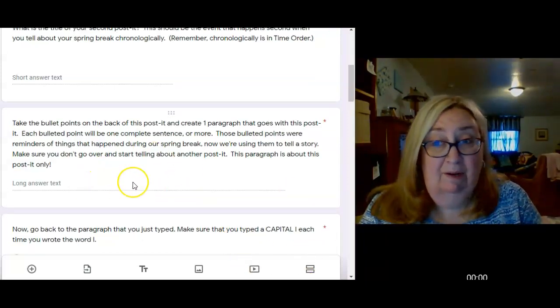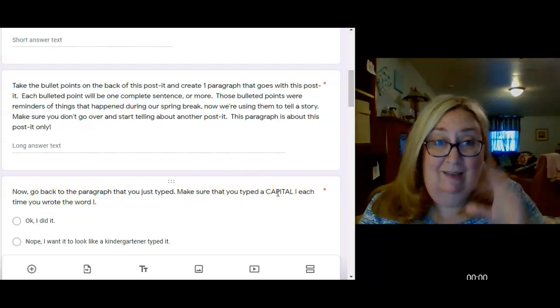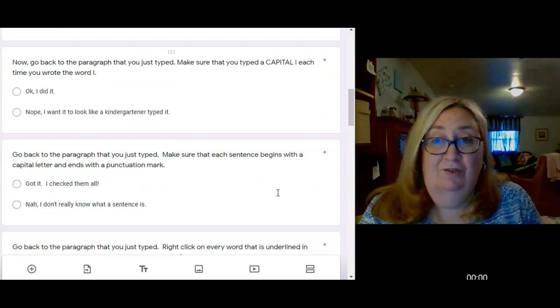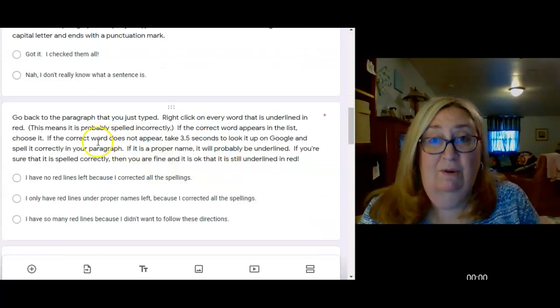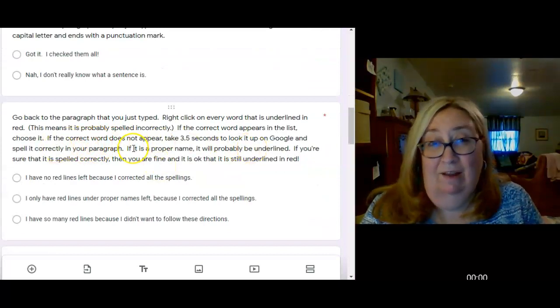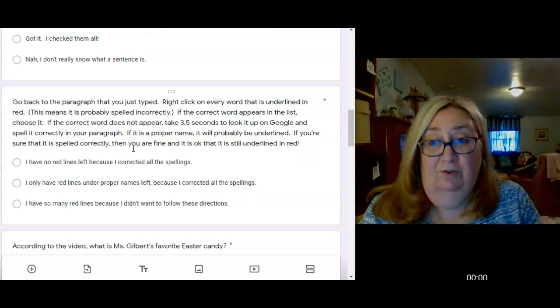Once you finish typing the paragraph, you're going to follow the same instructions you had yesterday or for the last lesson. Make sure all the words that are the word I is capital I. Make sure that each sentence starts with a capital letter. Make sure that each sentence ends with a punctuation mark. Make sure that you have right-clicked on every word that came out with a red squiggly line underneath it so you can make sure all your words are spelled correctly.